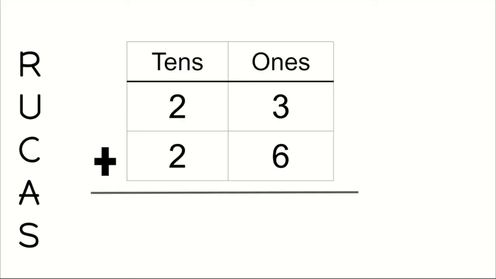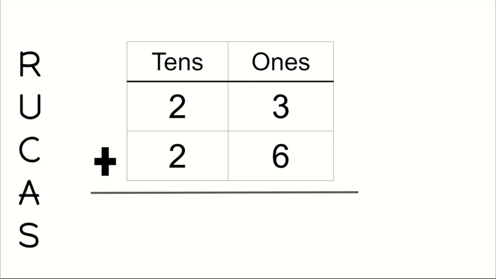Now it's time for us to make an action plan. I've decided that I am going to add my numbers together using a place value chart. So I've put my 2 in the tens column and my 3 in the ones column for 23, my 2 in the tens column, and my 6 in the ones column for 26.